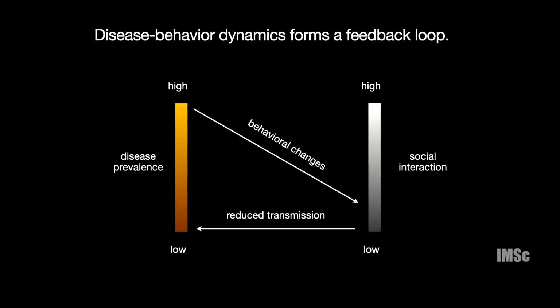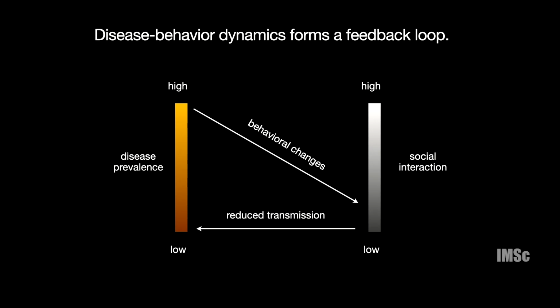And when the transmission is reduced, then obviously the disease prevalence is low. So then we become more lax, we stop taking all these precautions, and then again the disease goes up, right. And then again, so this is a loop that forms. So these two processes are very much coupled with each other. So this is called disease-behavior dynamics, which forms a feedback loop.